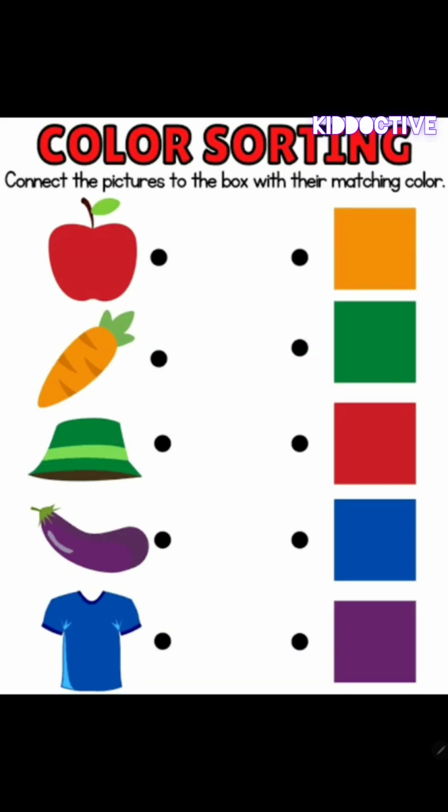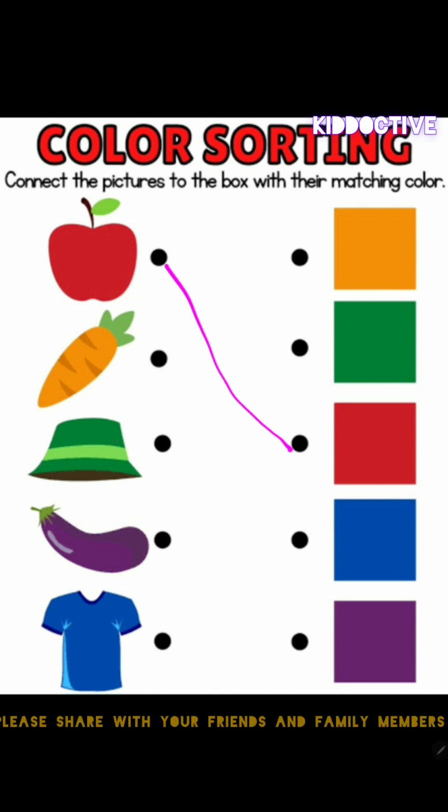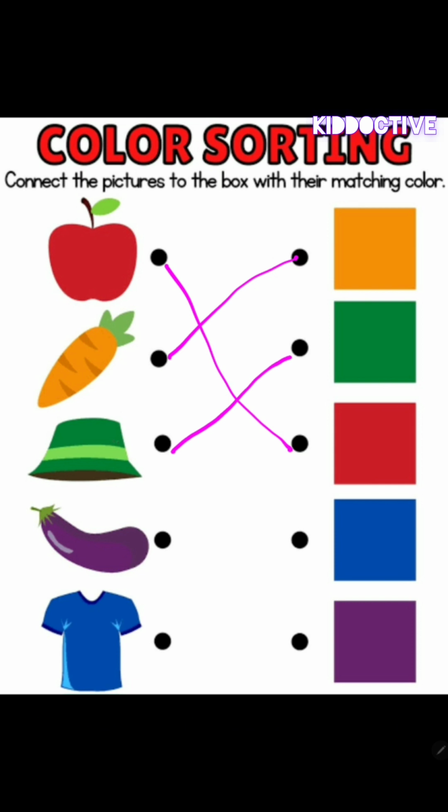Now coming to color sorting. Connect the pictures to the box with their matching color. Apple is red in color. Now carrot is orange in color. Now it's the picture of a hat that is green in color, and it is a brinjal, so purple in color. It's a t-shirt, blue in color.